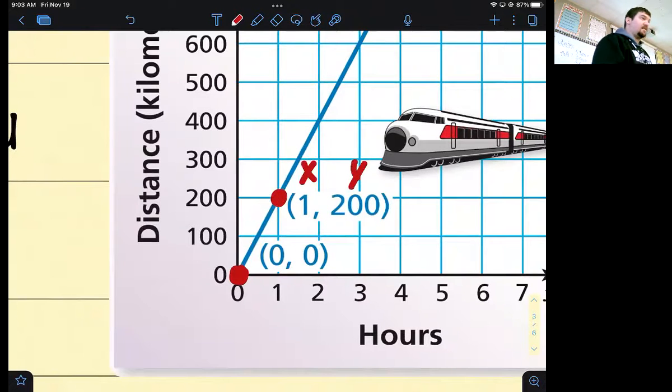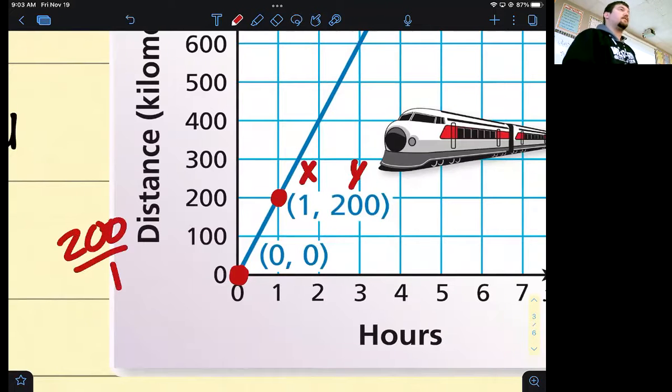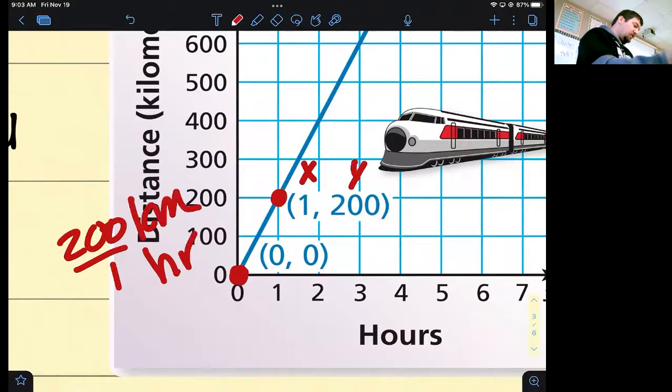Remember how we always do Y on top? We could do 200 divided by 1. What's that? 200, and that would be kilometers because that was the Y number per hour. So the train's traveling 200 kilometers per hour.